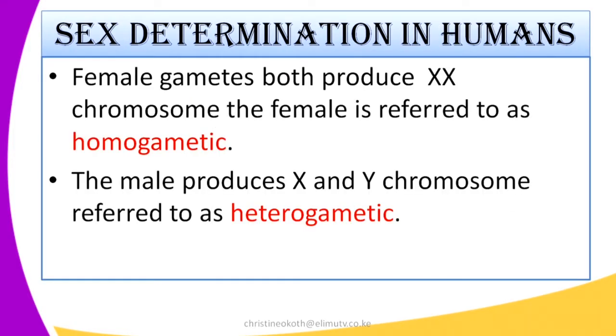When you talk of the gametes of the female, they produce both an X and an X. So these are chromosomes of the female. They are referred to as homogametic. Homo means one, so they are the same. Whereas in a male, they produce X and Y chromosomes, which are referred to as heterogametic. Hetero meaning different.